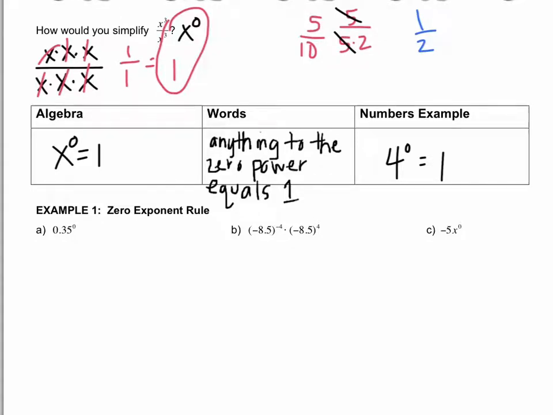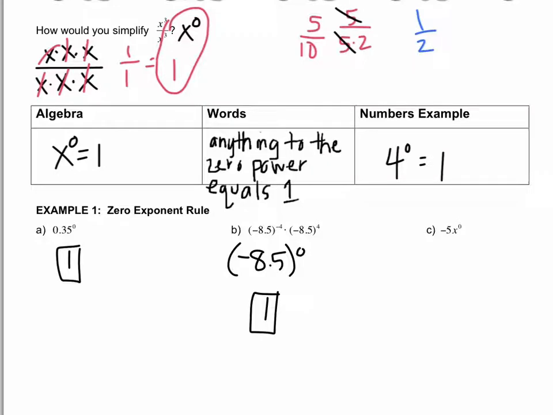0.35 to the 0, well, anything to the 0 power is 1. Doesn't matter what the base is. In order to do this, I have to do the MADSPAM rules. So when you have multiplication, you add the exponents. So that gives me negative 8.5 in parentheses, and negative 4 plus 4 is 0. So now you see that anything to the 0 power is 1.